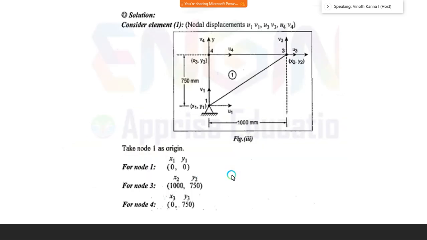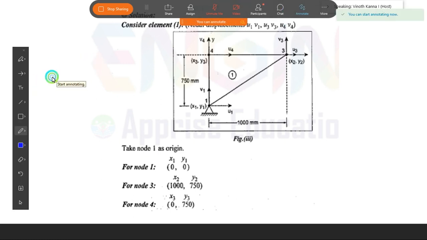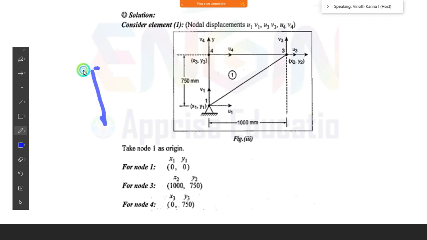So first you consider element 1, which lies between nodes 1, 3 and 4. In element 1 we know the values of x1, y1, x2, y2, x3, y3. Many of you had a doubt about how to mark these values for one element. So I'm repeating here. Take a simple triangle, as they are giving. I take one triangle here.